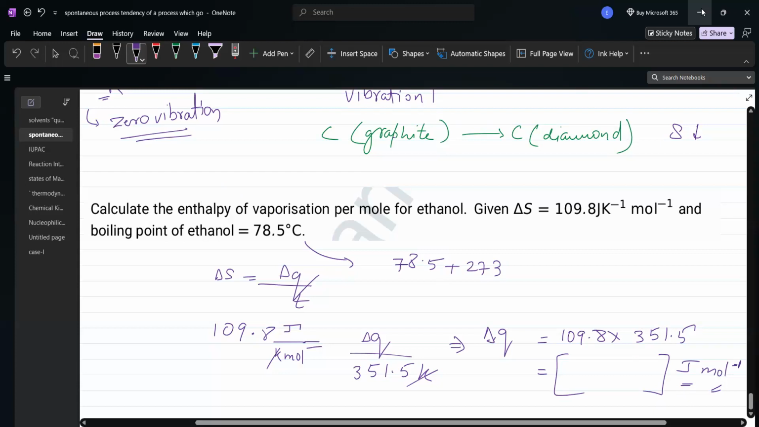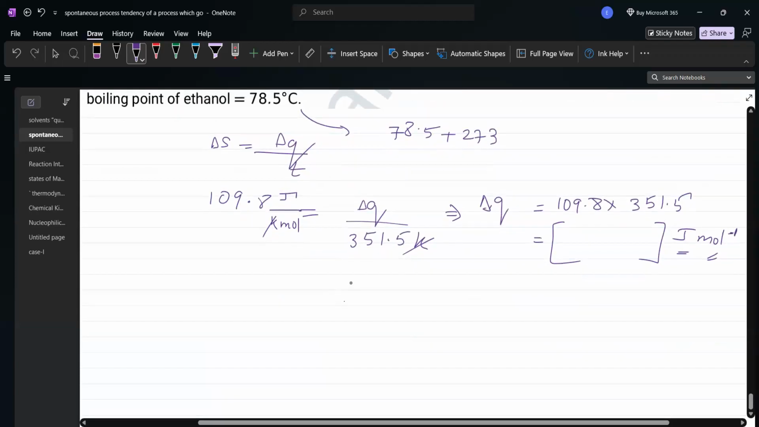There are more questions. If you mix two gases, what will happen? If you mix two gases, randomness will increase. For example, this is a popular example: two gases are present, two different types of gases.